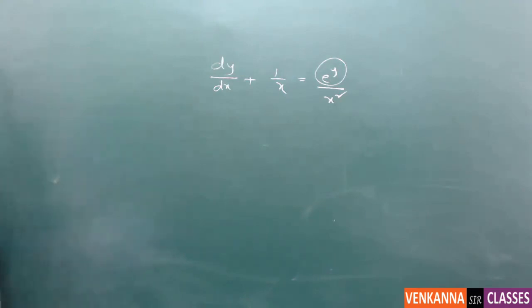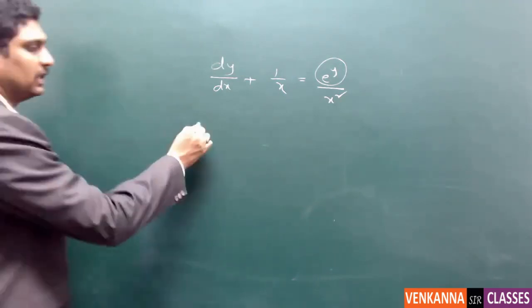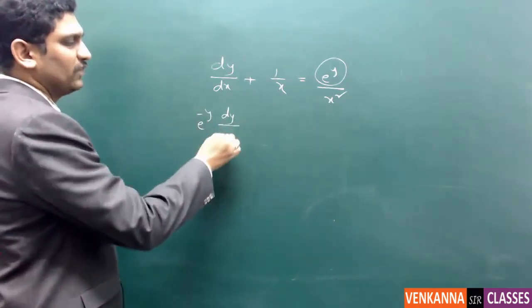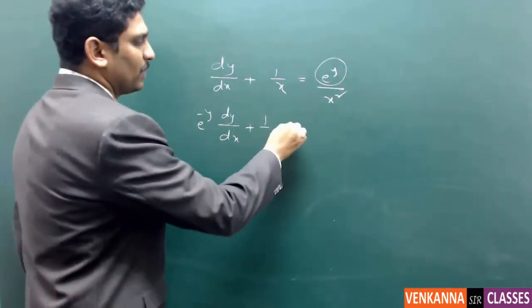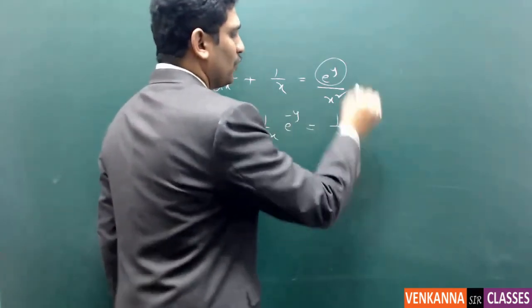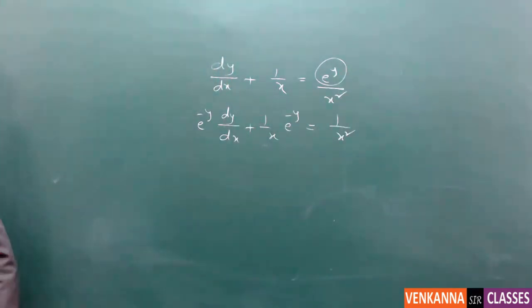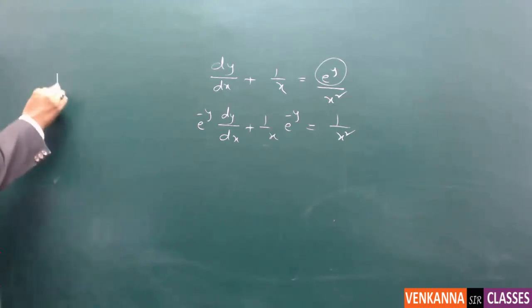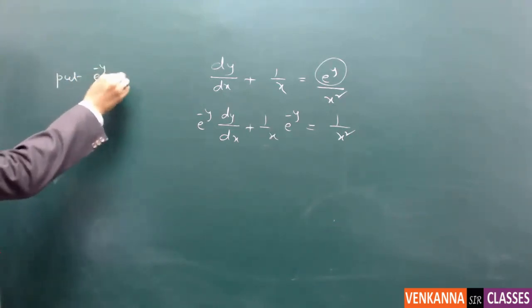So if you multiply both sides with e power minus y, it will be e power minus y into dy by dx plus 1 by x into e power minus y is equal to 1 by x square. Now, if you want to convert that into linear, what I have to do? I should introduce some variable that e power minus y must be z. Accepted? So I put that e power minus y is equal to z.